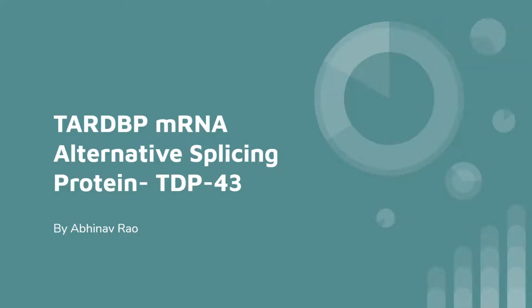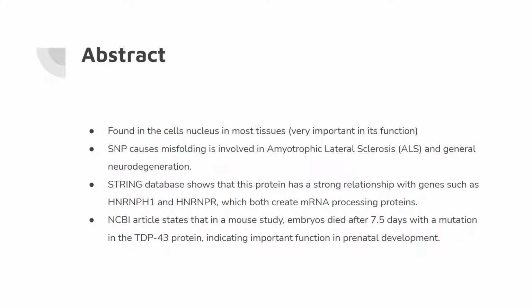This is my presentation on the TARDBP gene mRNA alternative splicing protein, which is TDP-43. Here's the abstract. It's found in the cell's nucleus in most tissues. That's extremely important in its function. SNPs can cause misfolding, which is involved in amyotrophic lateral sclerosis, better known as ALS. That was what the whole ice bucket challenge was for. And general neurodegeneration.